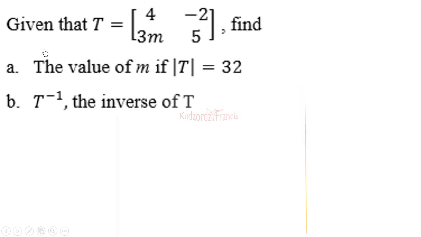So we are given that T is equal to the matrix 4, -2, 3m, 5. Find A, the value of m if the determinant of the matrix T is equal to 32. Then B, the inverse of the matrix T, denoted as T inverse. Now how do we do this?